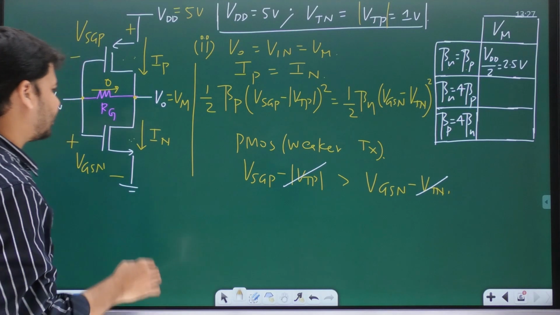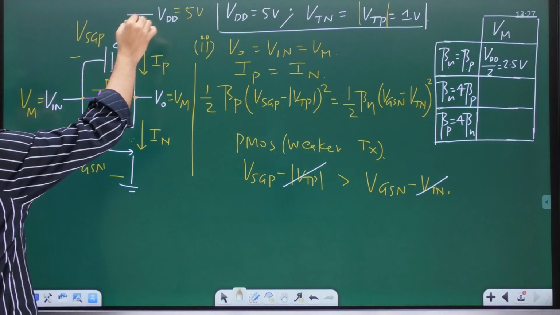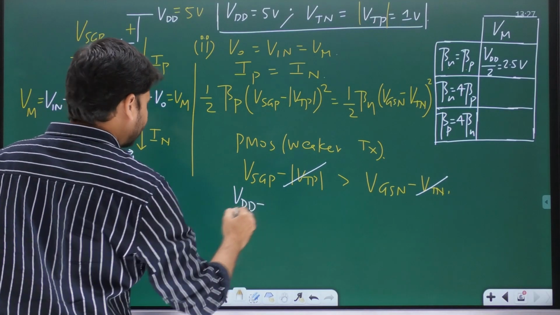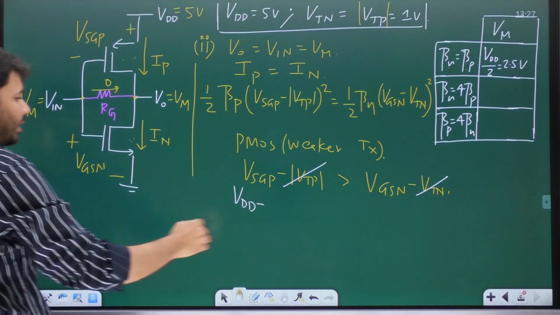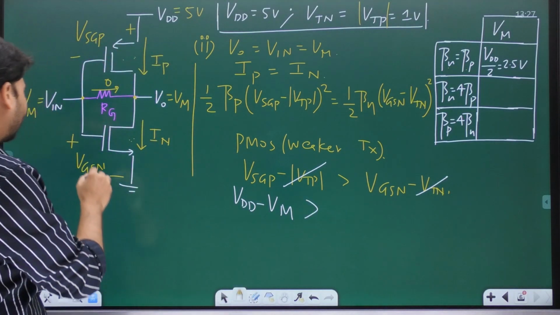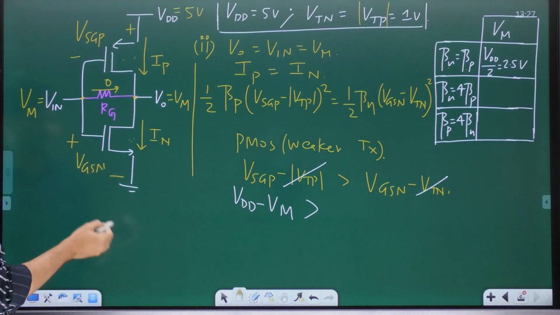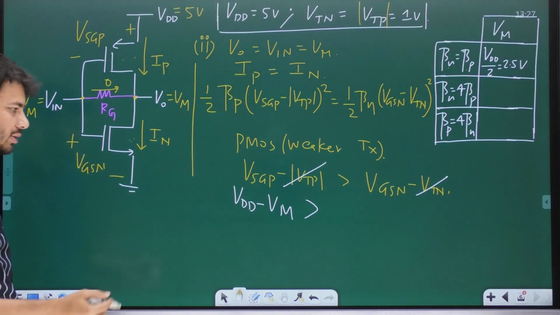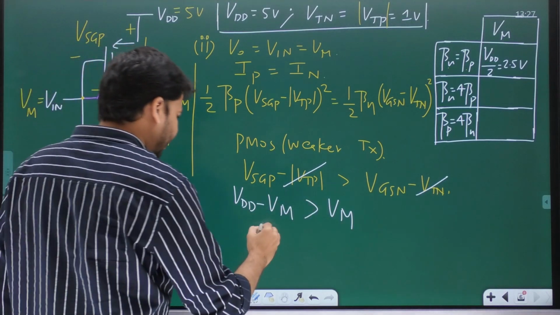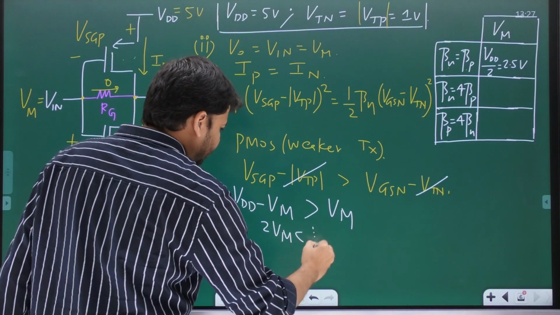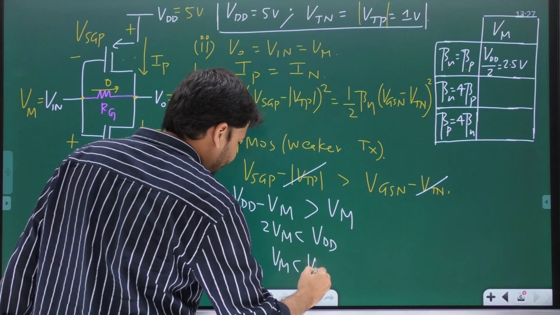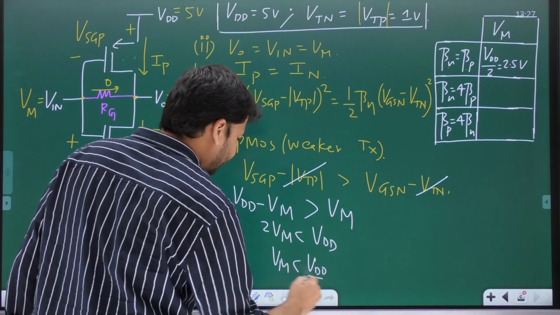Now again, come back to the circuit. What is VSGP? Is it not VDD minus Vm? VSGP is VDD minus Vm, and it should be greater than VGSN. Look at VGSN: gate at Vm minus ground, so VGSN is just Vm. So the right hand side is Vm. Minus Vm goes to the other side, so 2Vm is less than VDD. So Vm is less than VDD by 2, or less than 2.5 volts, okay?